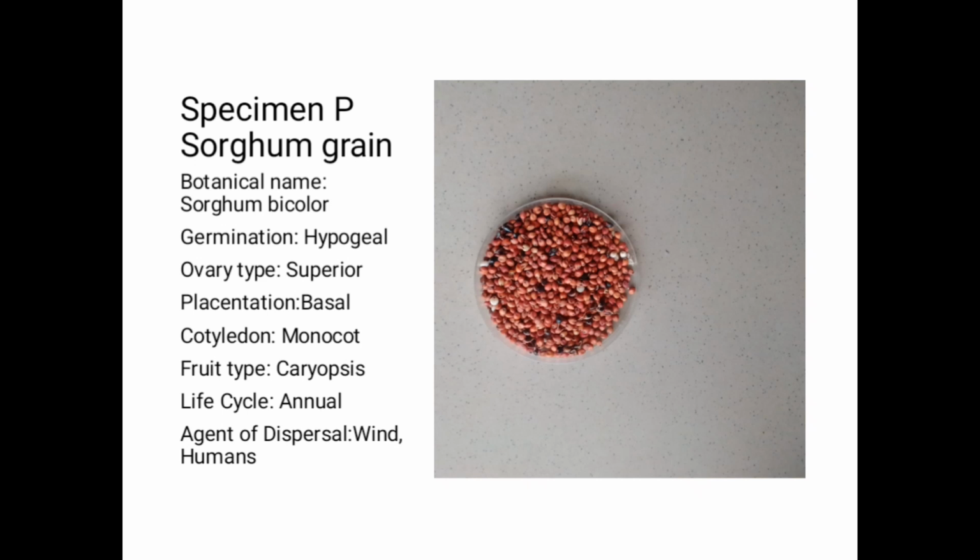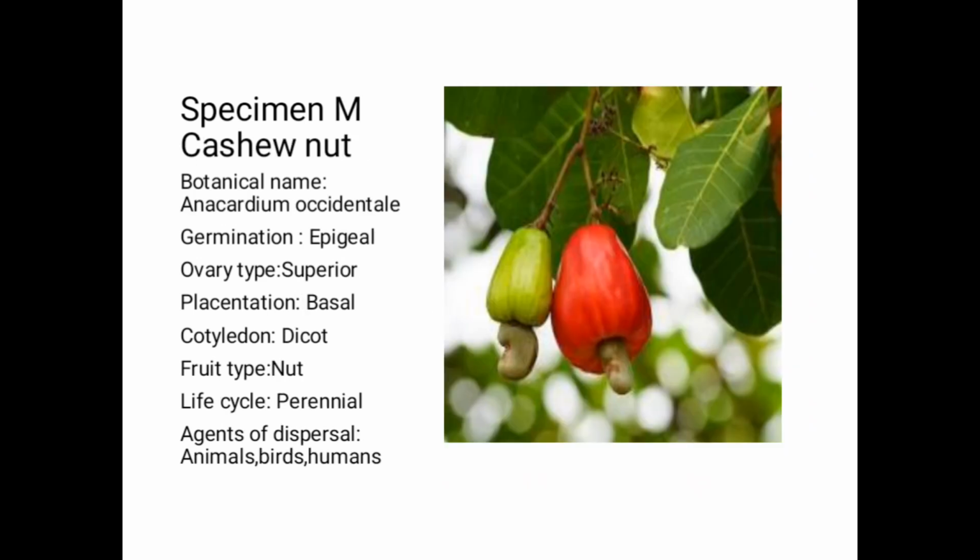Specimen P is a sorghum grain. Botanical name is Sorghum bicolor. Germination hypogeal. Ovary type superior. Placentation basal. Cotyledon monocot, means it has one seed leaf. The fruit type caryopsis. Life cycle is annual. It matures and produces just in 1 year. Agent of dispersal, wind and humans.